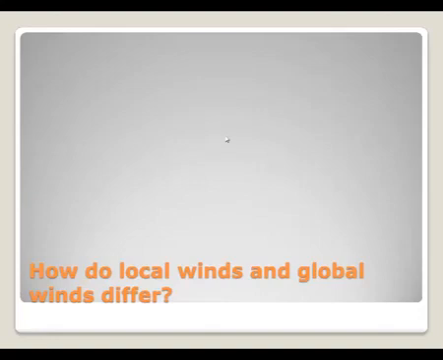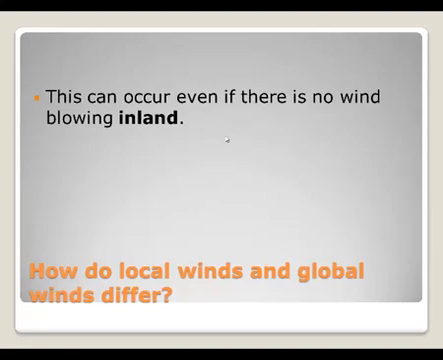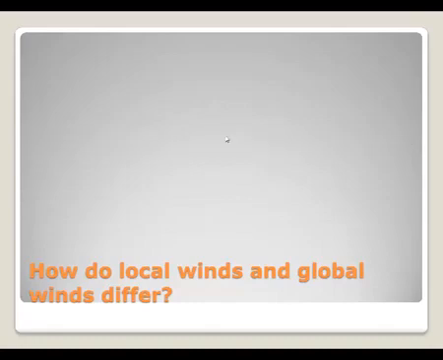How do local winds and global winds differ? On a summer day, we usually have a nice breeze that comes off of a beach, or comes from the water onto the beach. This can occur even if there's no wind inland. This is an example of a local wind.